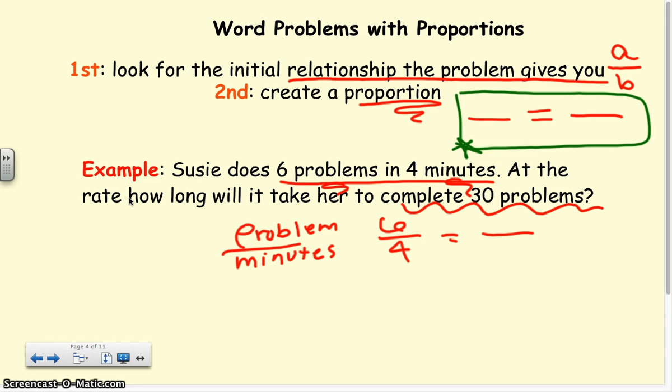Do you see how effective it was for me to write problems is to minutes right away? Because right away, if you would have thought, okay, 30 is going to go on bottom, you can verify that you'd have problems on the same side. So problems needs to go on top. So we have problems is to minutes as problems is to minutes. Now I'm solving. And I say x is equal to 4 times 30 divided by 6. 120 divided by 6. That looks like x is 20.